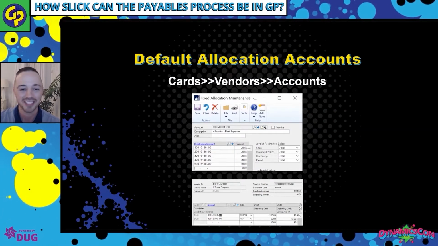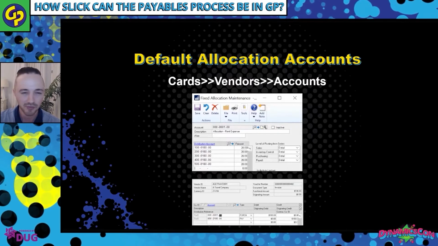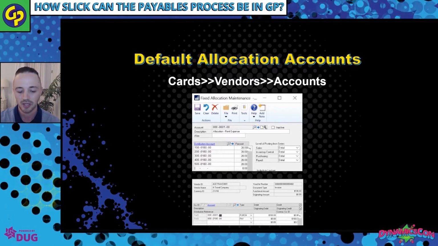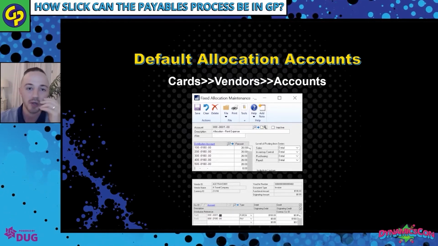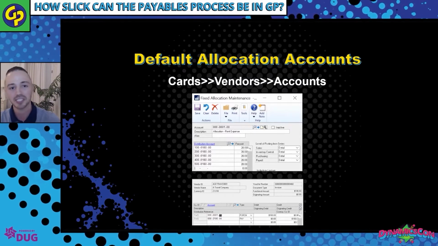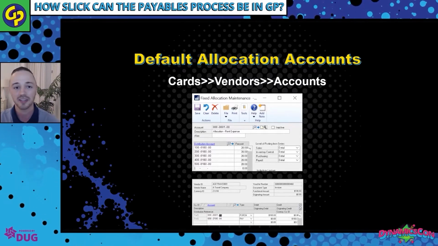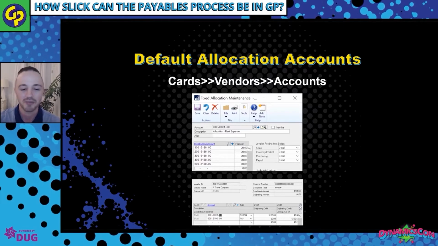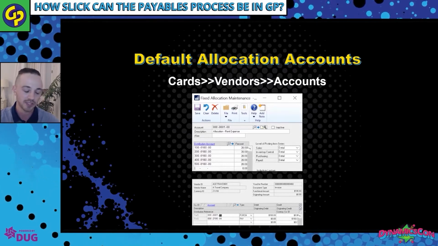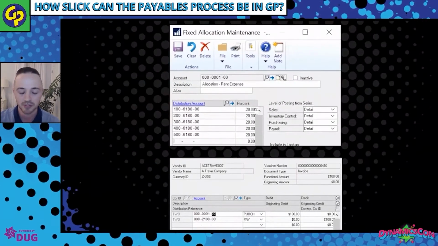So then my favorite is default allocation accounts. A lot of times people get an invoice like, oh, it's my rent invoice. I've got to send 10% to marketing, 10% to accounting, 50% to operations, whatever. So they'll key all those distributions into the payables transaction.